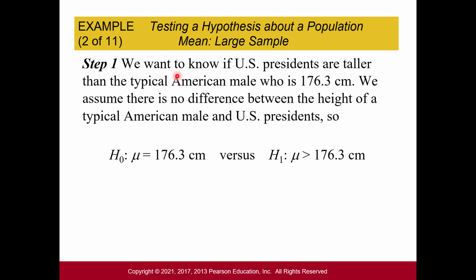Okay, so step one, we're trying to figure out if U.S. presidents are taller than the typical American male, which we knew was 176.3 centimeters. So we assume there's no difference between the height of a typical American male and the U.S. presidents. So that is our null hypothesis. That's why it's H naught. So mu equals 176.3. And so our alternative hypothesis, what we're trying to figure out, is if U.S. presidents are taller. So we're trying to figure out if mu is actually greater than this 176.3. And then we know our level of significance, alpha, was given as 0.05.